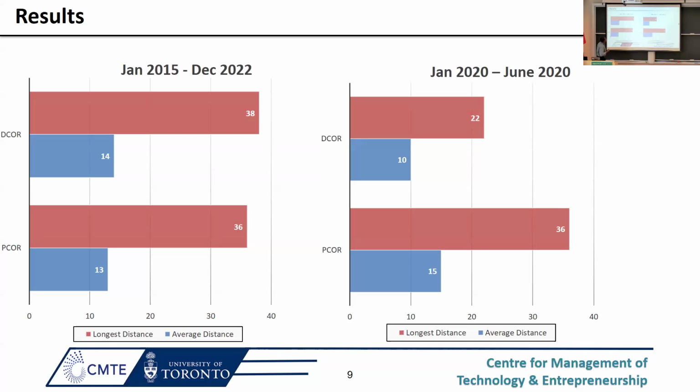We evaluated two time periods, and they are significant. January 2020 to June 2020 was the period of COVID, where there was a market downturn. And January 2015 to 2022 is seen as a stable time, or where we had the economic boom. For longest distance and average distance, the stable period and the long period show about similar properties. But in the period of perceived market crash, there's a contraction, or shrinking, of the longest distance and average distance for the distance correlation.